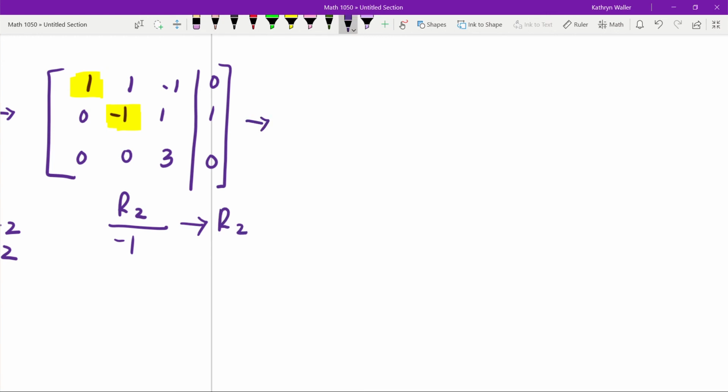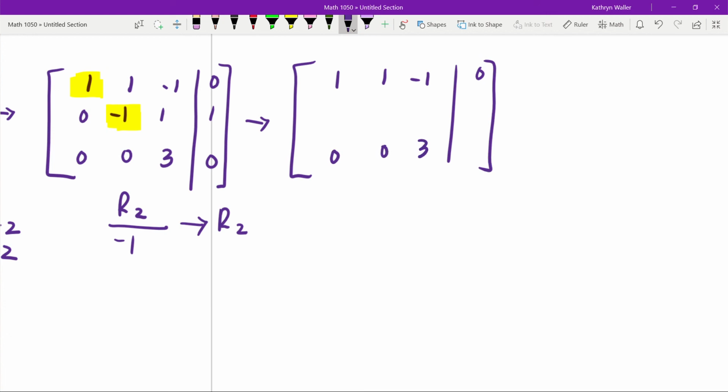So row 1 doesn't change. Row 3 doesn't change. Dividing something by a -1 just means change the sign. So you have 0, 1, -1, -1.